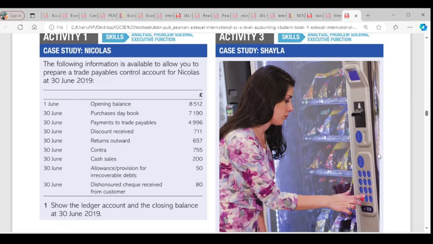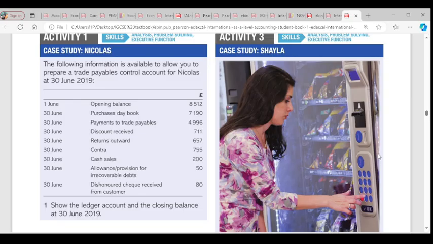Irrecoverable debt is from your sales. It is for the business and does not have anything to do with suppliers' accounts. Do you understand what I'm saying here? It doesn't have anything to do with trade payables. So cash sales and allowance for irrecoverable debts are not part of trade payables. They are trade receivables, so they just leave them out.